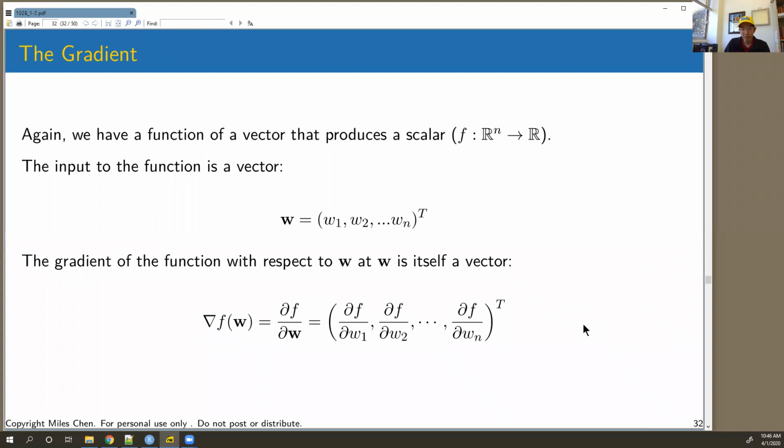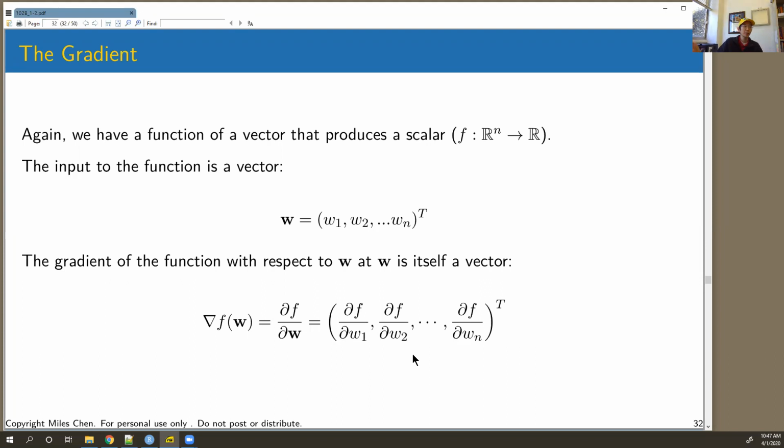So let's just talk about what this means. In a practical sense, if you have some vector w in n dimensions, ours is just 2-dimensional, but here we've got an n-dimensional vector w. When you take some function f with respect to the vector w, it's basically equal to the vector of all the partial derivatives.